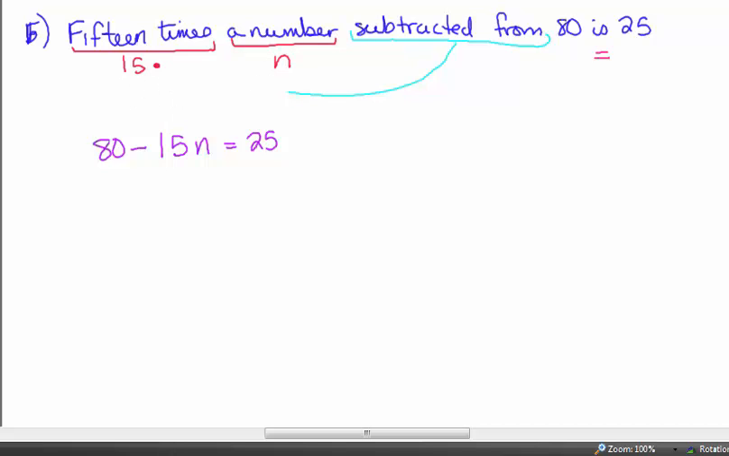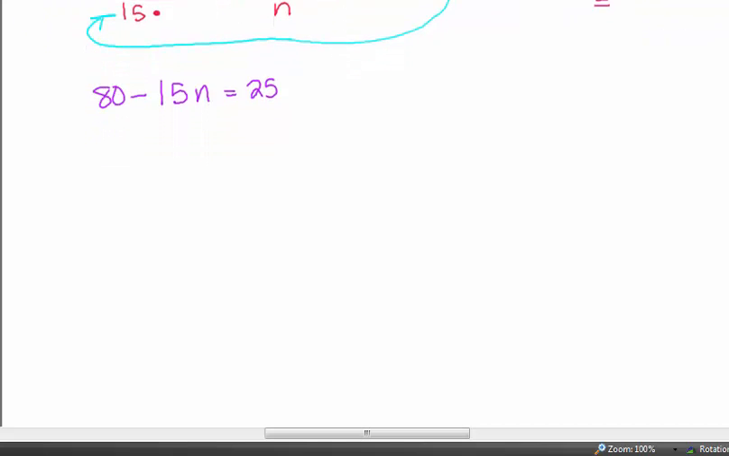This whole thing is being subtracted, so it's minus 15n. Now, right now we're not solving these. All we're doing is translating. So we don't want to worry about solving right now. We just want to translate, so we want to turn words into math. It's a very important skill that we need to learn for future work, word problems. I know you hate word problems. Let's do 2 more.